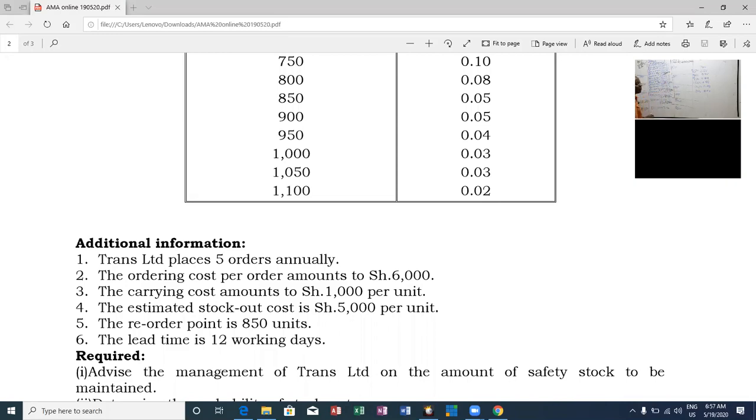So from there, what I need to see will be the holding cost per unit. Has the examiner given us the holding cost for each unit?